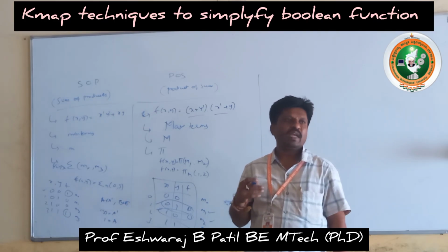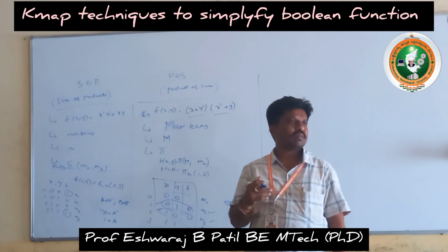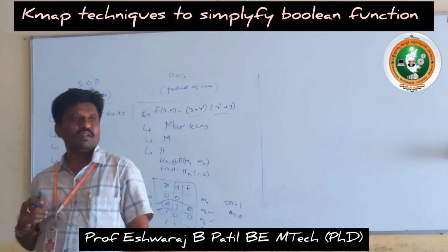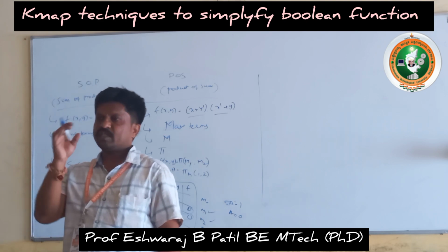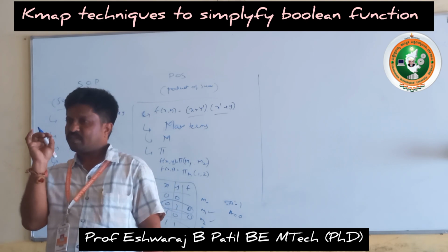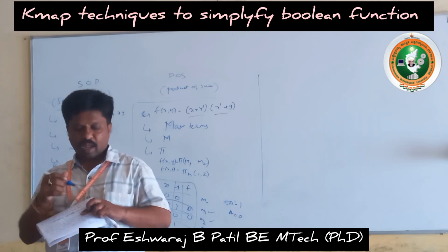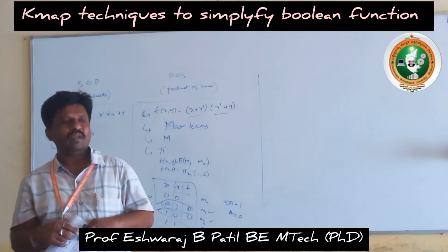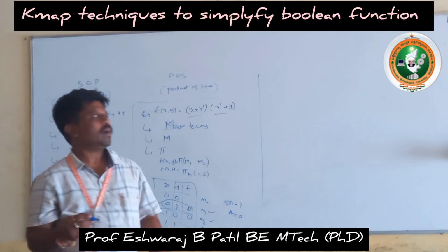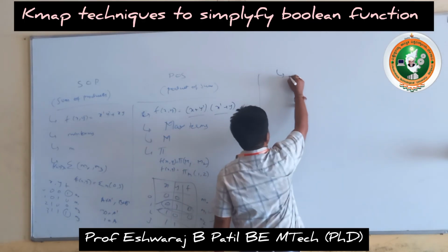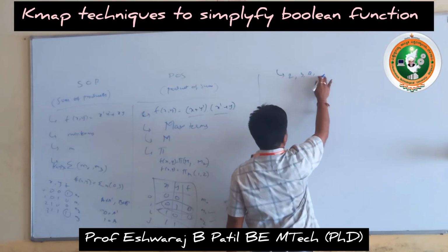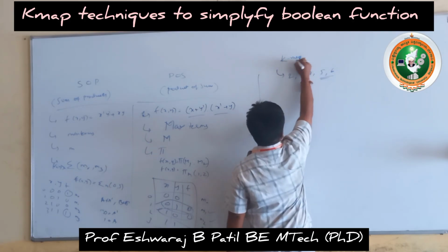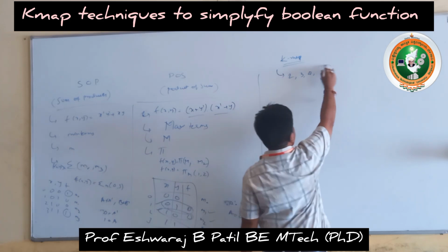Those are called the KMAP, and another one is the Quine-McCluskey method, and there are other algorithms also. For your syllabus, we have the KMAP up to 4 variables, but I can simplify the Boolean function up to 6 variables with the help of the KMAP. For your syllabus, we have only the KMAP with 2 variables, 3 variables, and 4 variables, but I can also simplify 5 and 6 variables using the KMAP. That is not in your syllabus.